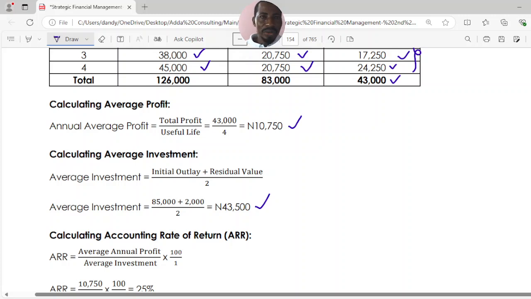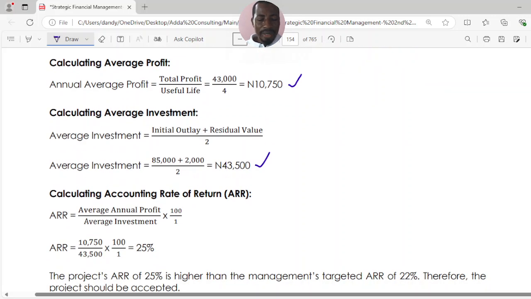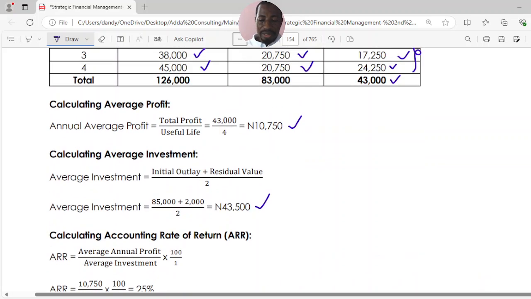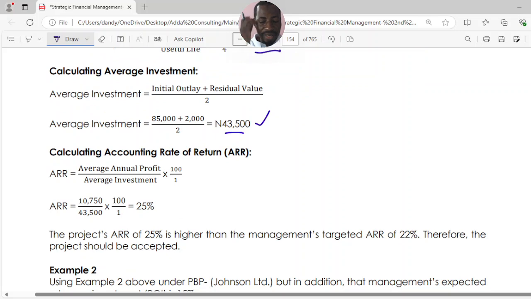Finally, I need to calculate the accounting rate of return. And you know, accounting rate of return is average annual profit divided by average investment. I've already done the working. Average annual profit is 10,750. Average investment is 43,500. So divide the two. That's what produced 25%. Therefore, the project's accounting rate of return is 25%.